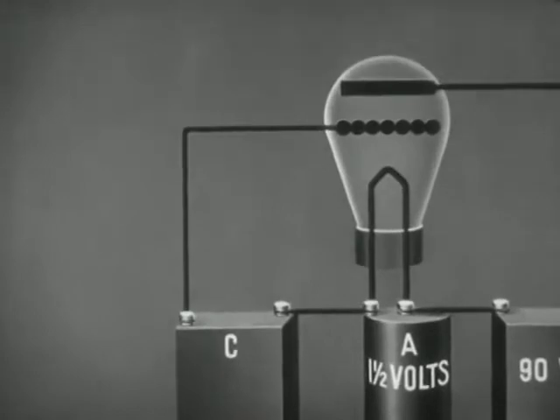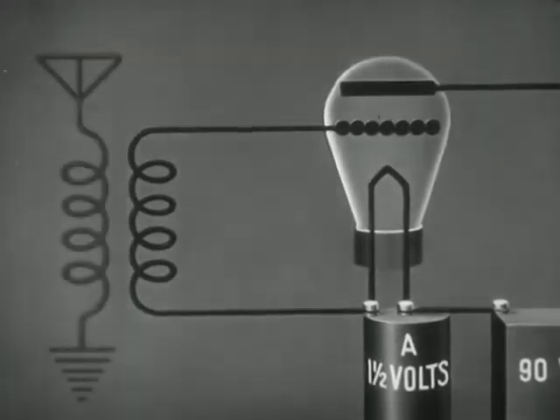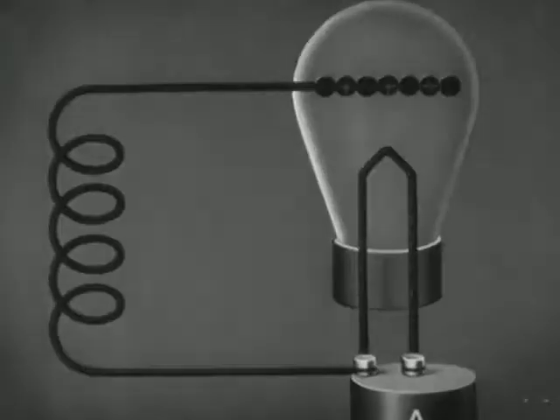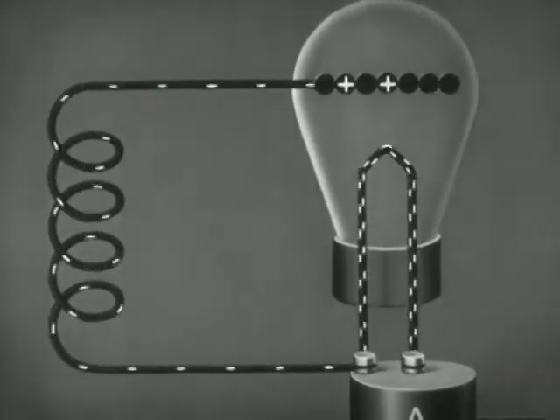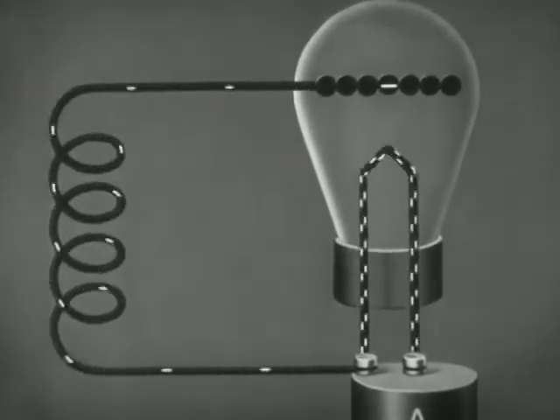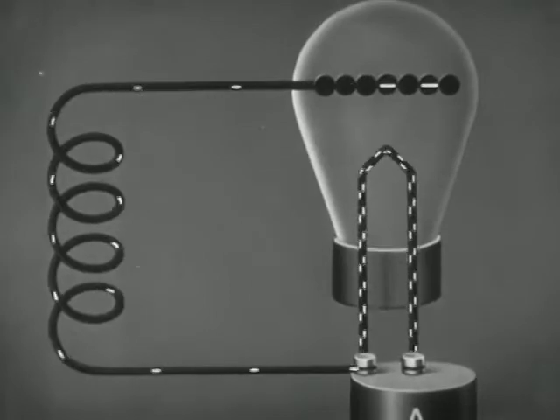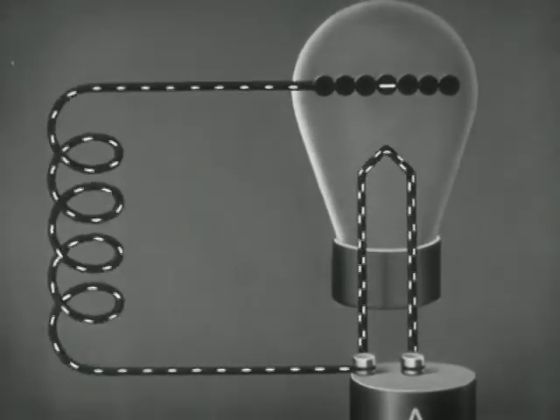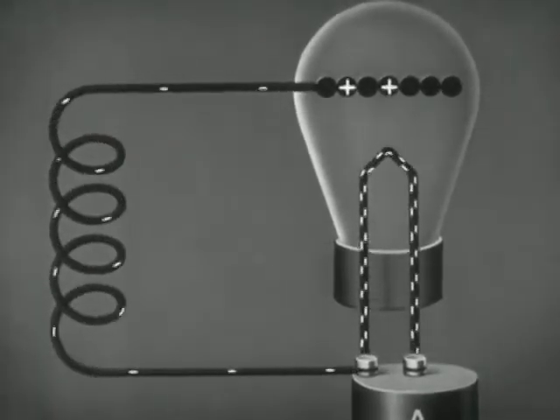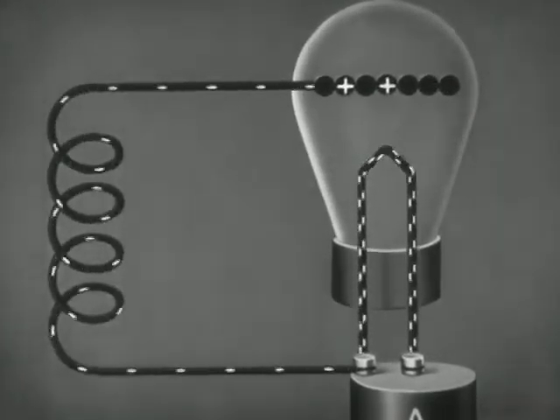Now let us connect the grid and the filament to the secondary coil of a transformer, whose primary is connected to an aerial. We know that the current in the coil is a high-frequency alternating current. When electrons flow off, the grid becomes more positive with respect to the filament. When the current reverses and electrons flow onto the grid, it becomes more negative. Thus, the charge on the grid will change at the same frequency as the radio frequency current.